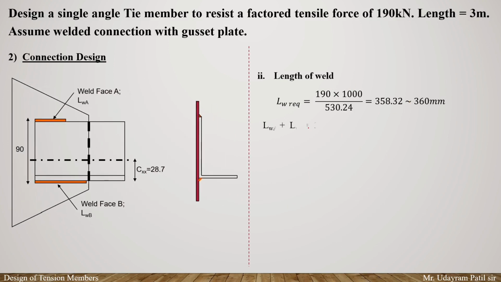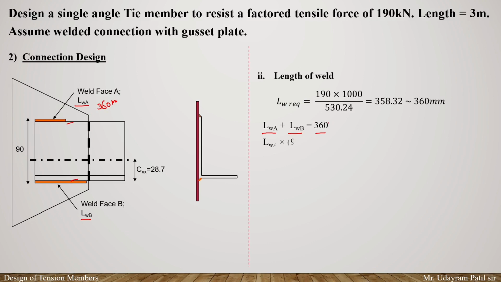Taking the moment about the centroidal axis, first we will form two equations. The first equation will obviously be LW1, the length of the weld on face A, plus LW2, the length of the weld on face B, equal to 360. We have to provide a total length of 360 mm. So LW1 plus LW2 should be equal to 360 mm.